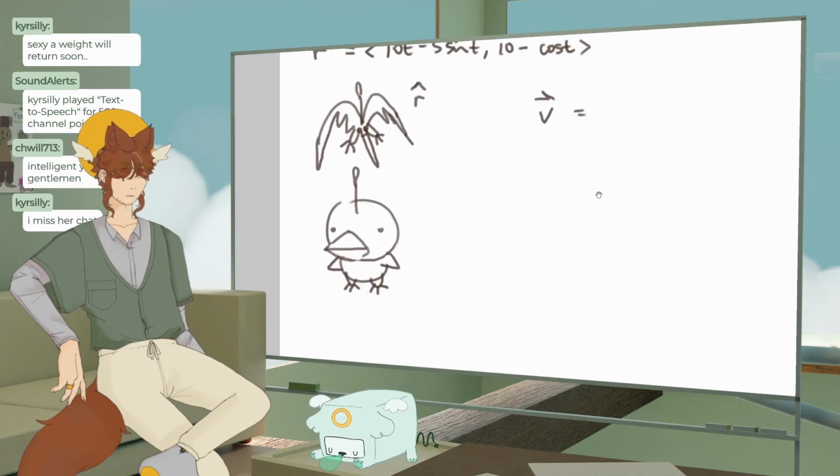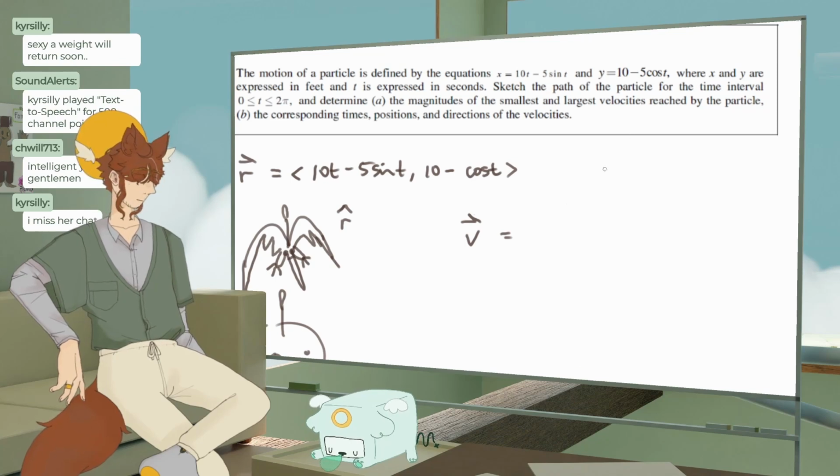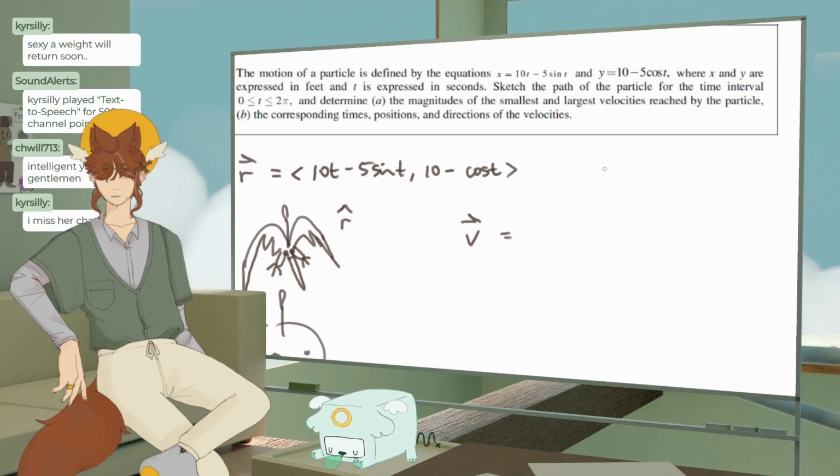So we can take the derivative of these to get that. I'm pretty sure. I'm pretty sure? Or maybe we can't. I don't know, I feel like you can. Pretty sure you can. Okay, so the derivative is 10 minus 5 cosine t, and we got plus sine t.